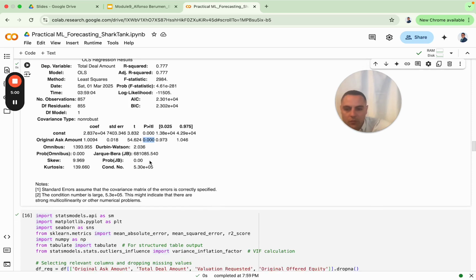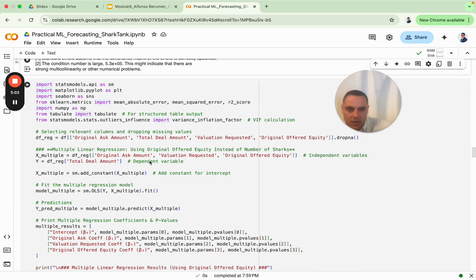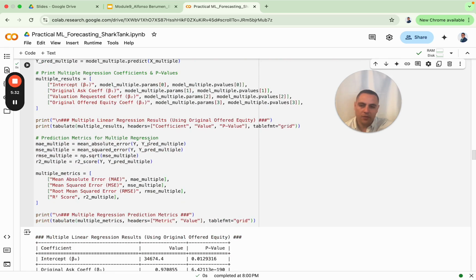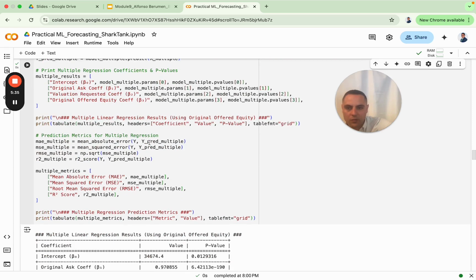When we think about this, most phenomena are not able to be studied using just a single independent variable. So we might use several independent variables. In this case, you can see we're going to use the original ask amount, valuation requested, and original offered equity. We're just going to use those variables as predictors for the total deal amount. So we'll go ahead and run that.